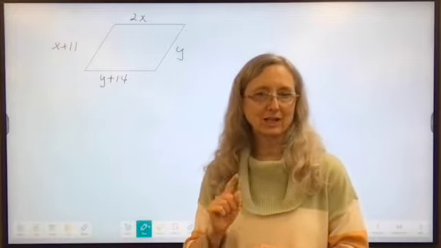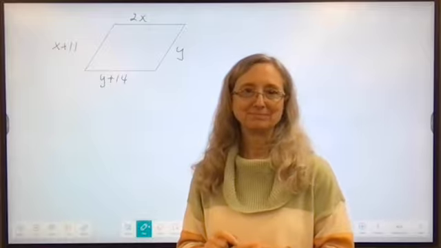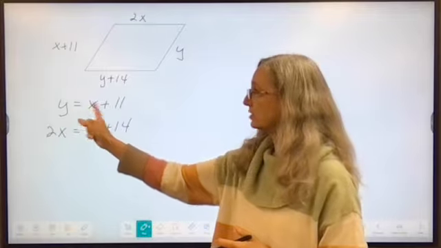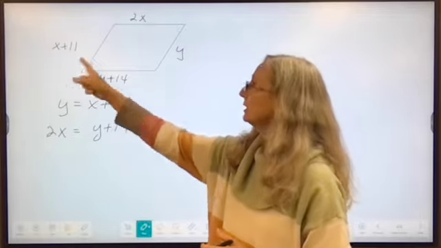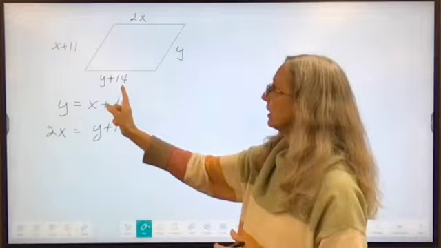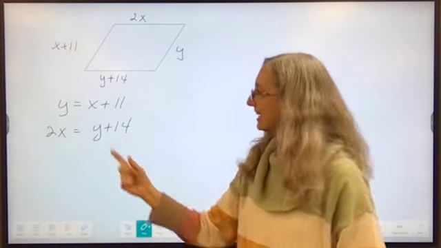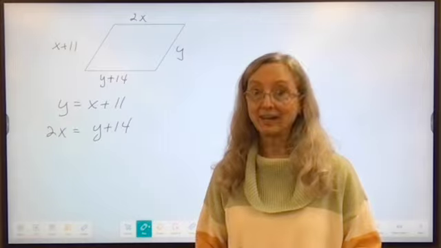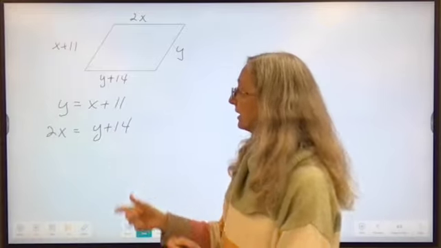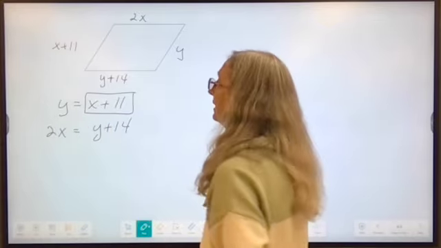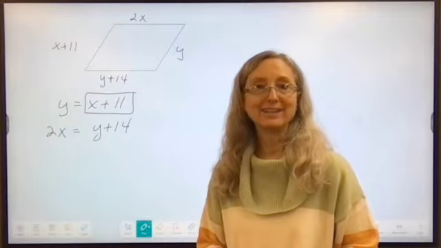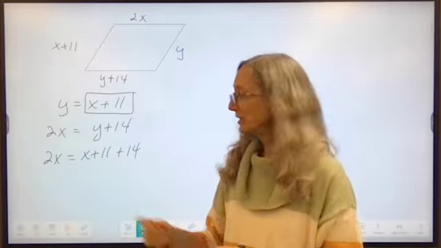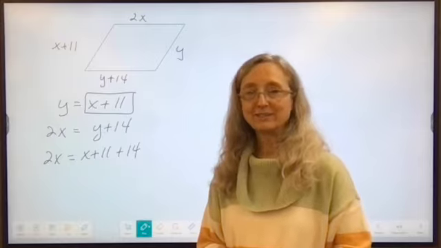So let me walk through that just to help you with the algebra. First I wrote my equations saying that opposite sides would be equal to each other. Y would equal x plus 11, and 2x would equal y plus 14. Since this equation is already solved for y, the easiest method, I think, would be substitution. Go ahead and put x plus 11 in place of y in the other equation, and then you'll be able to solve.